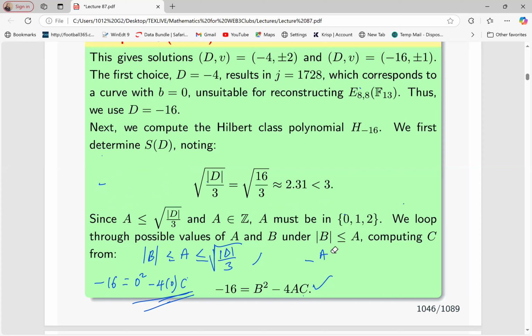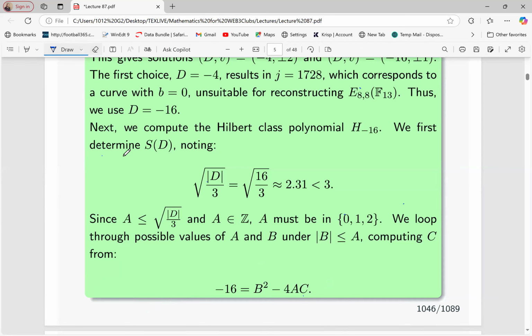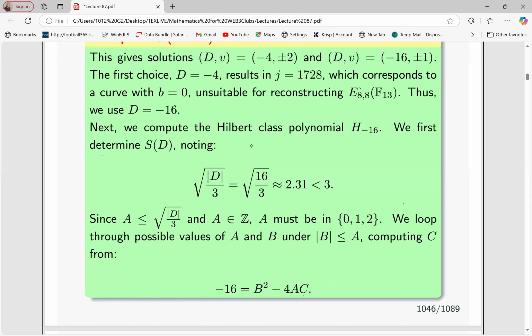Let's proceed and check whether A can be 1. That's what the code will be doing, because I said the code will be looping through all these values and checking which one is possible to be A. Let's consider 1 and see whether A can be 1. What will happen to B? B is supposed to be in the range negative 1 to positive 1.